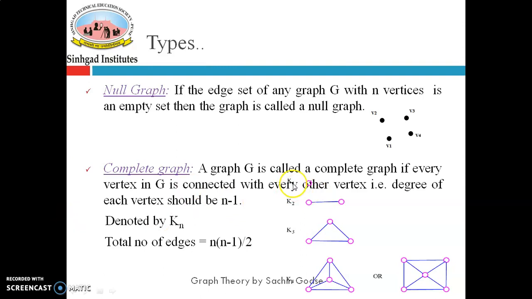This is the K1 graph, where the number of vertices is 1. K2 graph, the number of vertices is 2. So the degree of each vertex is n minus 1, that is 2 minus 1, that is 1. Then a complete graph with 3 vertices, so n value is 3, also called K3 graph. The degree of each vertex will be n minus 1, that is 2. This is the complete graph with 4 vertices called K4, and this is the complete graph with 5 vertices, that is K5.